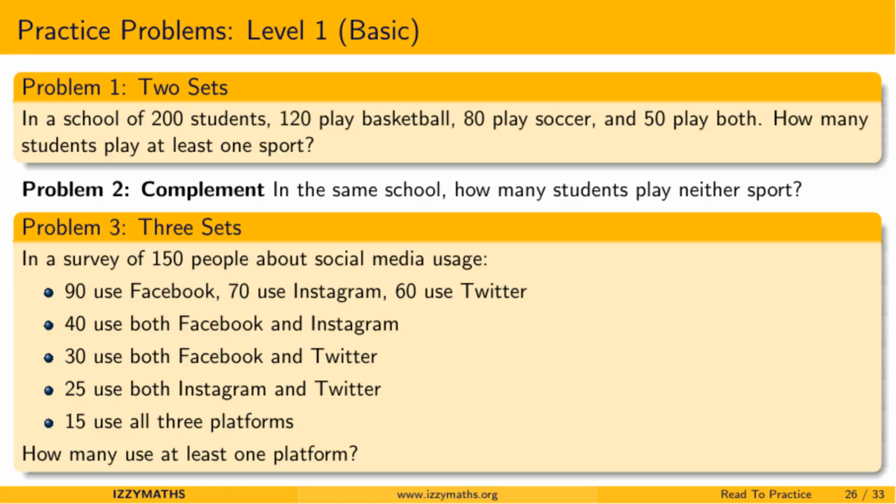Problem 3 involves 3 sets. In a survey of 150 people about social media usage, 90 use Facebook, 70 use Instagram, 60 use Twitter, 40 use both Facebook and Instagram, 30 use both Facebook and Twitter, 25 use both Instagram and Twitter, and 15 use all 3 platforms. How many use at least one platform? Try solving these problems using the PIE formulas we've learned.